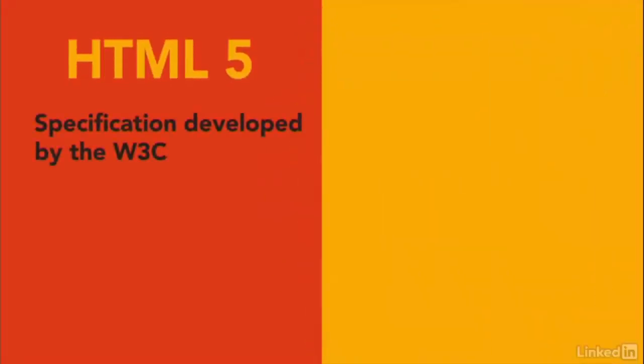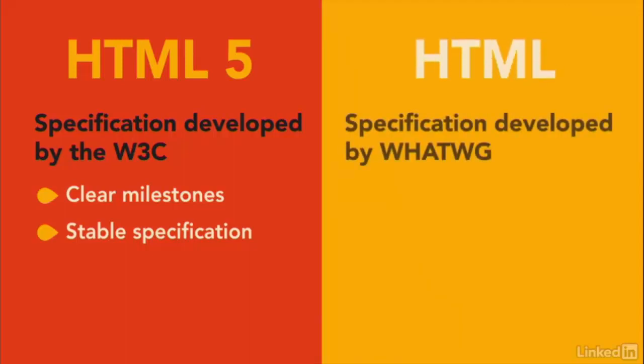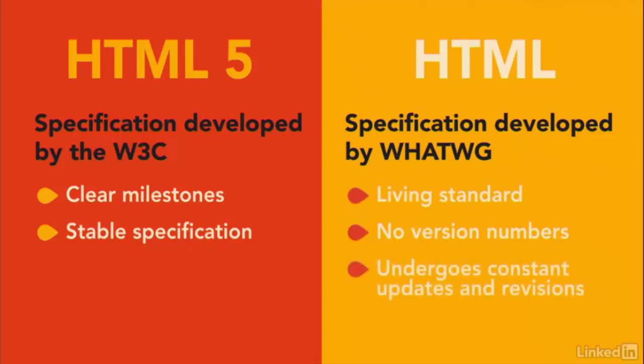The W3C is developing the HTML5 specification. Now this has clear milestones. And once it reaches candidate recommendation, they'll move on to the HTML 5.1 specification. So this one's going to have a specific release date. The Web Working Group, on the other hand, is basically developing HTML as a living standard. So in that regard, they dropped the version number, although most people still refer to it as HTML5. And they're just constantly updating and revising it.